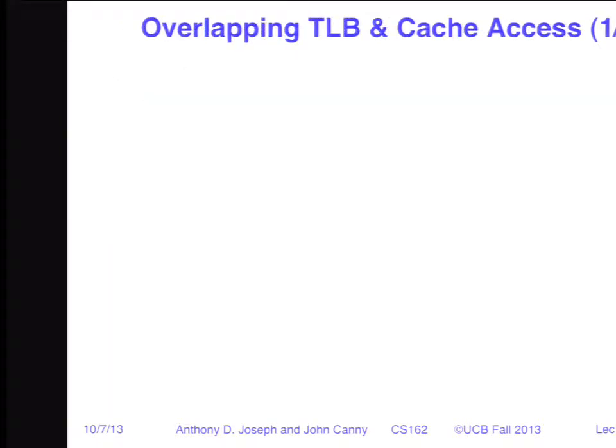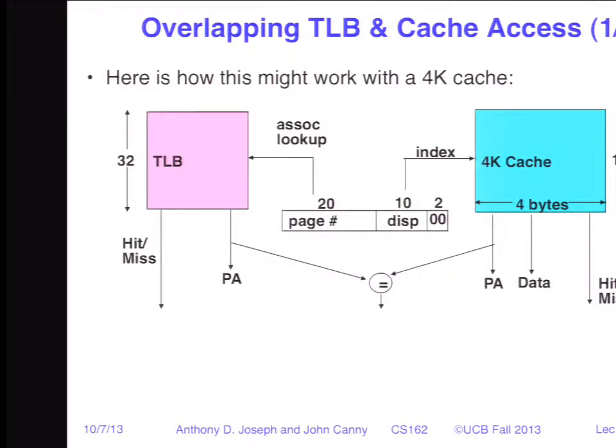Now, we're going to organize our cache as follows. We have our TLB. In this case, it has 32 entries. We're going to do an associative lookup in that for our physical page number. We have our cache. Our cache is 4 kilobytes in size. Each cache line is 4 bytes. Thus, there are 1,024 entries. So that represents 10 bits, and our index is going to be 10 bits. Our byte select is going to be 2 bits, one of the 4 bytes here.